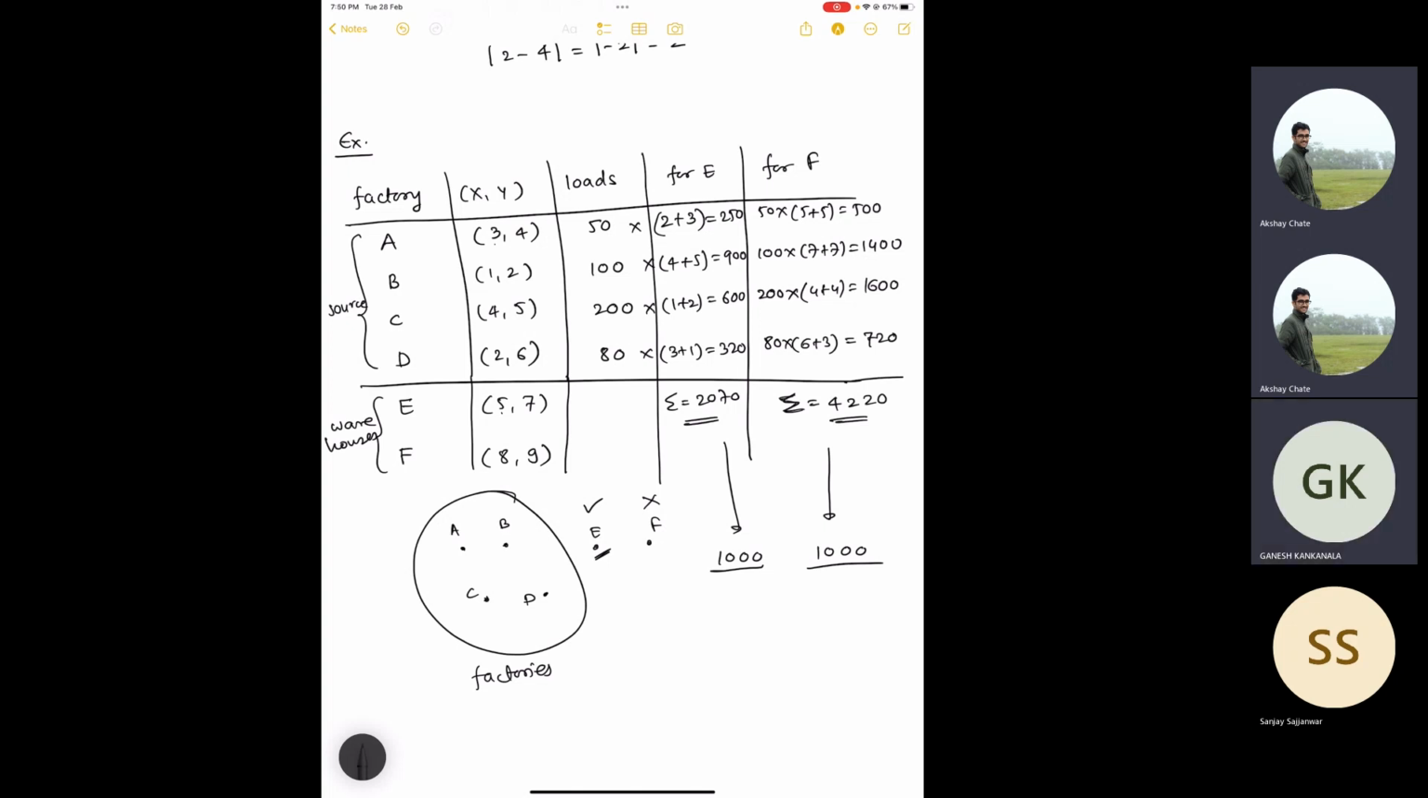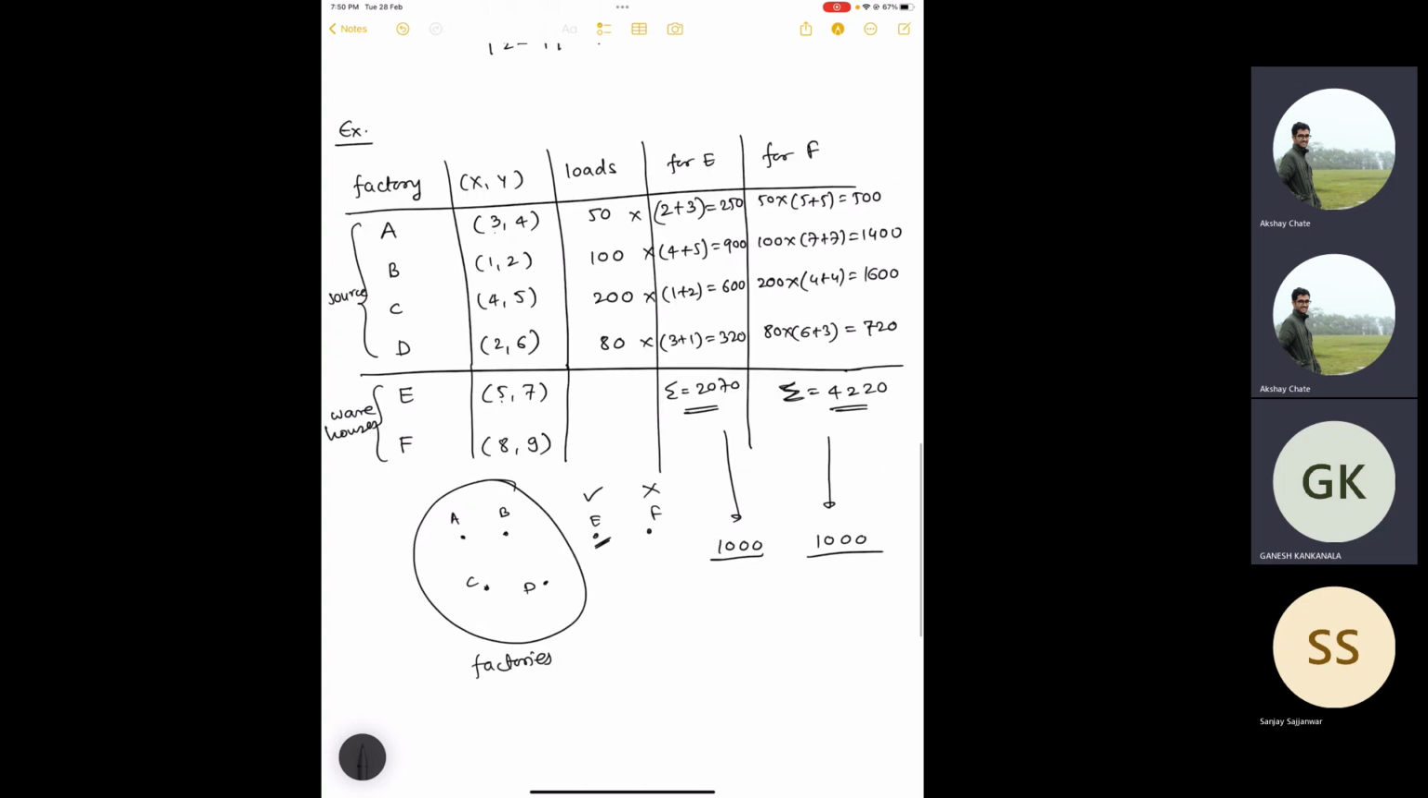I think I'll go for the load. Yeah, so why did you choose load? Because that is the parameter which is important for you, right? So if you get 1000 in both cases, you'll go back and check which factory is producing more units, because that will be important for you.